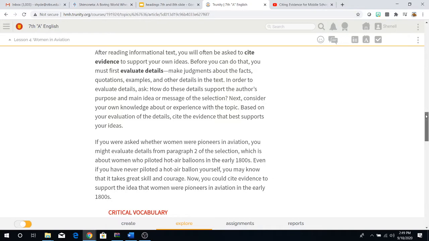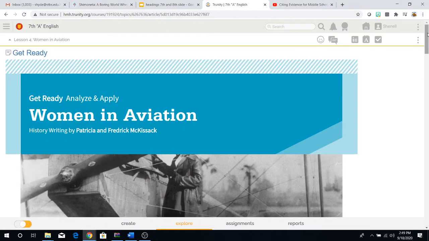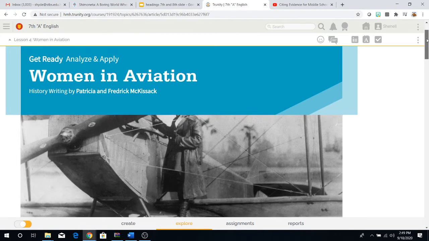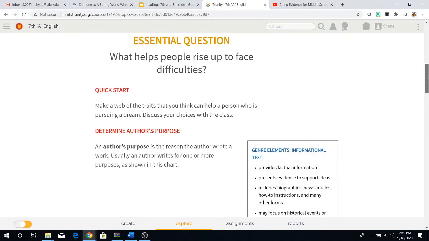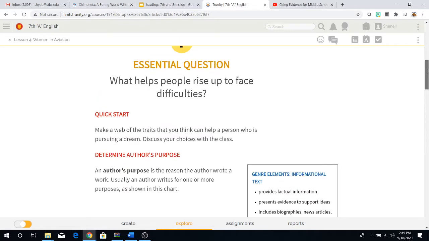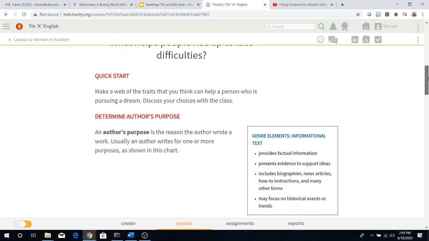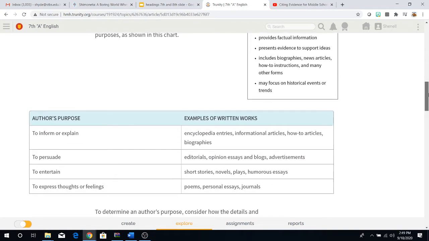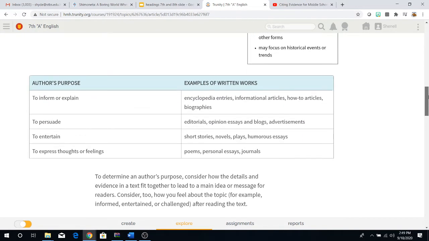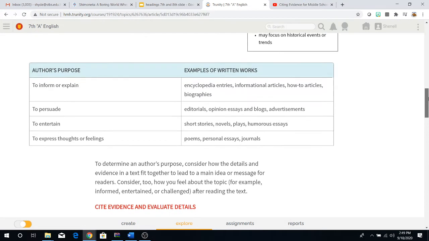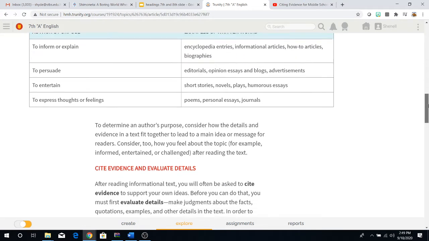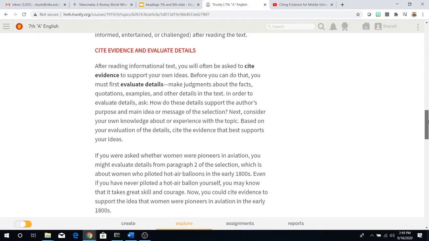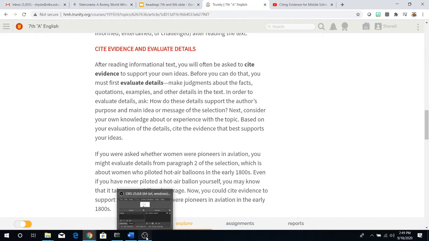So as I mentioned before, we are going to be reading about women in aviation. It's a history writing by Patricia and Frederick McKissack. Our essential question remains the same. Like we said last time, what helps people rise up to difficulties? Last time in class, we went over what determines the author's purpose, and we learned about PIE, which means to persuade, inform, and entertain, or also express thoughts and feelings. Today, we are going to be focusing on cite evidence and evaluate details.